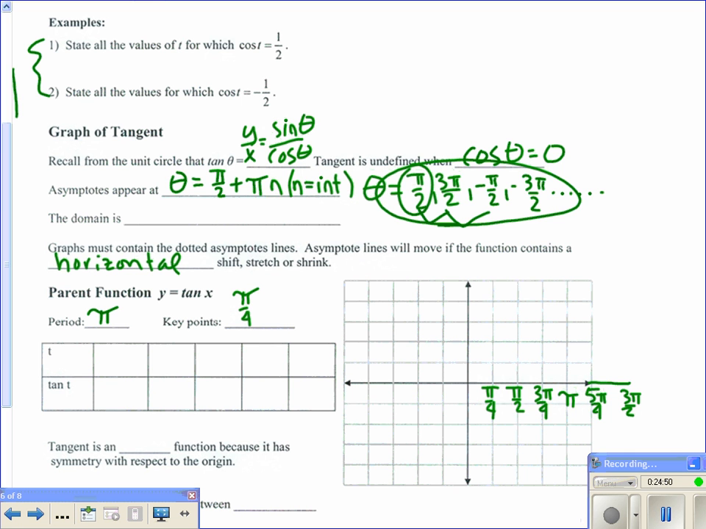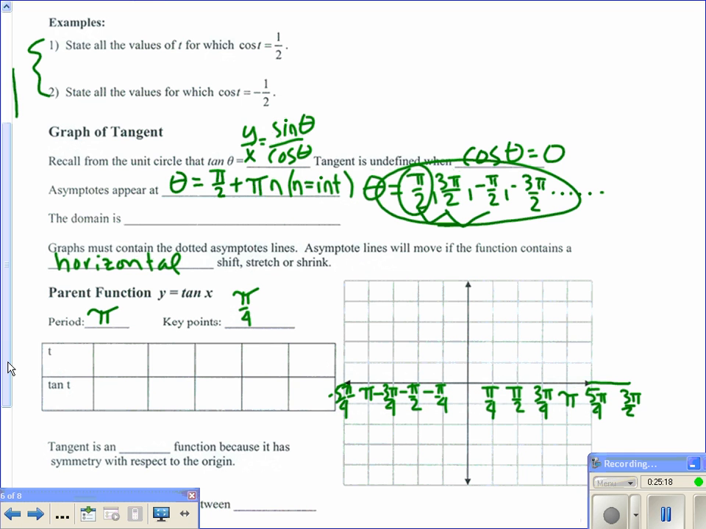And then I'm going to do negative, so negative pi over 4, negative 3 pi over 4, negative pi, negative... oops, did I miss one? I did, I missed pi over 2. Negative pi over 2, negative 3 pi over 4, negative pi, and negative 5 pi over 4.